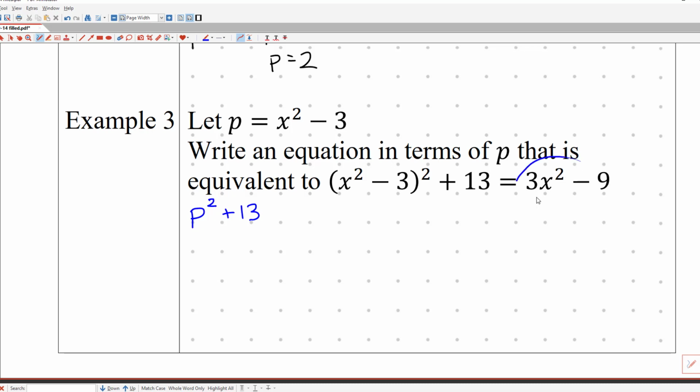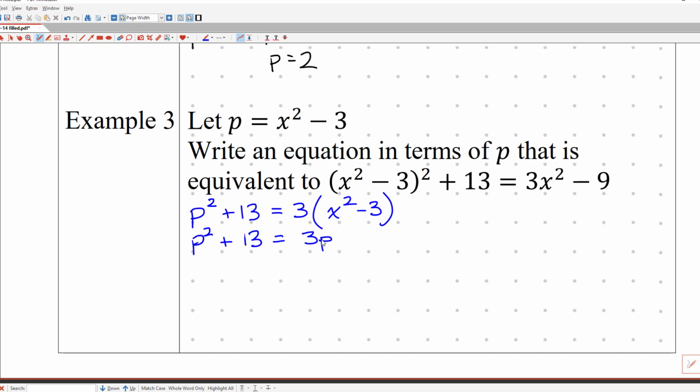Ooh, okay, so this 3x squared minus 9, the whole idea behind doing p substitution is to get rid of all of your x's. So I need to somehow get rid of that x by substituting it out. So, okay, I can factor out the greatest common factor of this right side. What's the greatest common factor of 3x squared and minus 9? I think it's 3. So if I factor out a 3 on that right-hand side of the equal sign, 3x squared divided by 3 is just x squared. Minus 9 divided by 3 is minus 3. And hey, yet again, I have an x squared minus 3, which is the thing that I'm going to be substituting out for p. So I can now rewrite this thing as p squared plus 13 is equal to 3p.